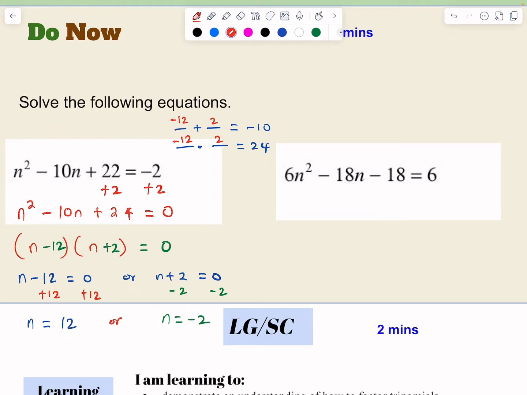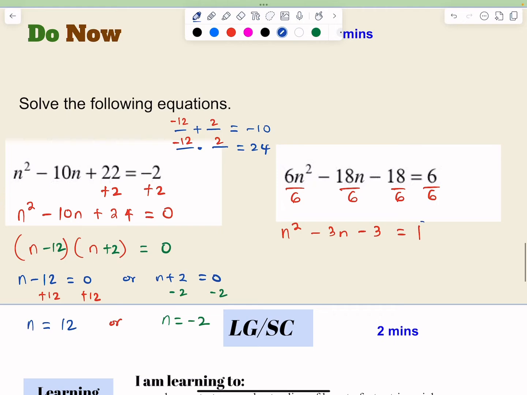The question on the right, as I would want to do it, I saw a GCF of 6, meaning I have to divide everything by 6. I'll divide everything by 6. And then if I divide everything by 6, what do you notice? I have n squared minus 3n minus 3 is equal to 1. In this case, I want to make sure that what I have on the right hand side should be 0. So I just subtract 1 from both sides. And then if I subtract 1 from both sides, what do you notice? I have n squared minus 3n minus 4 is equal to 0.